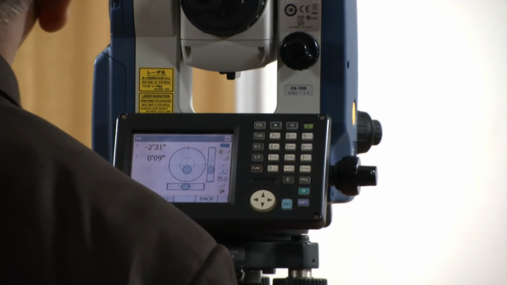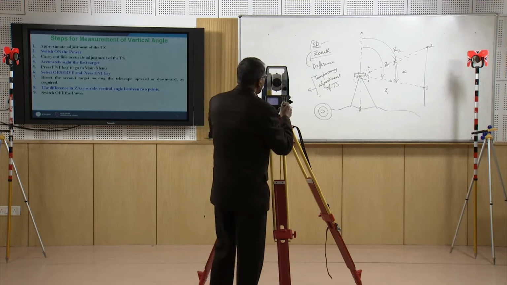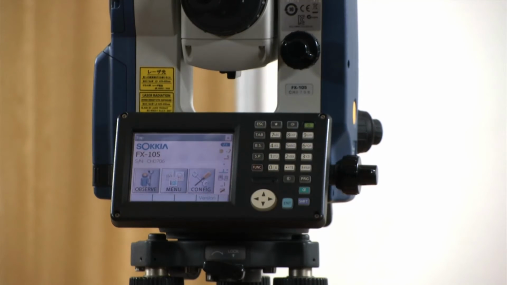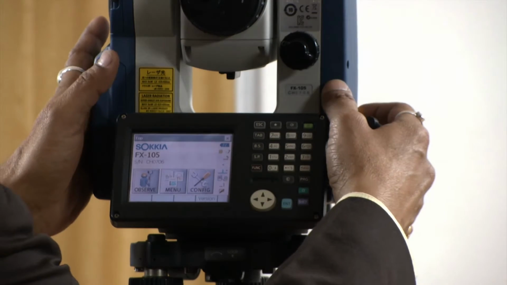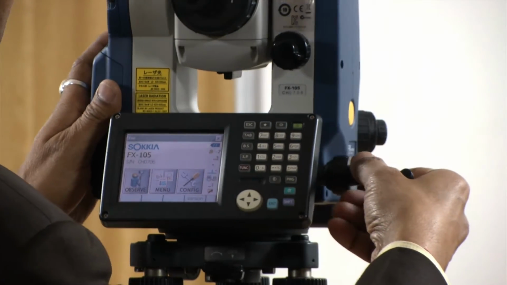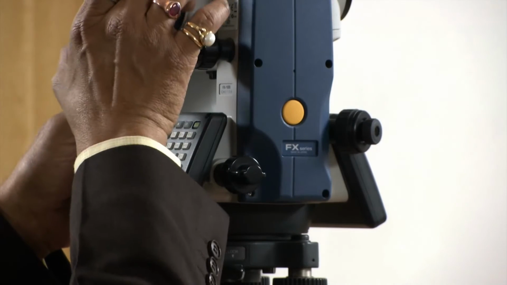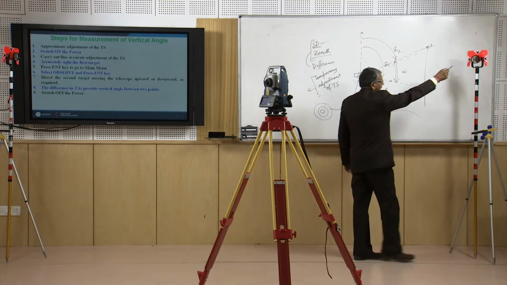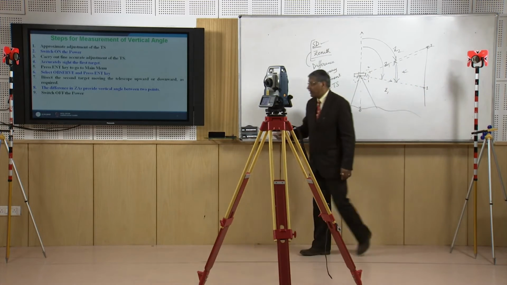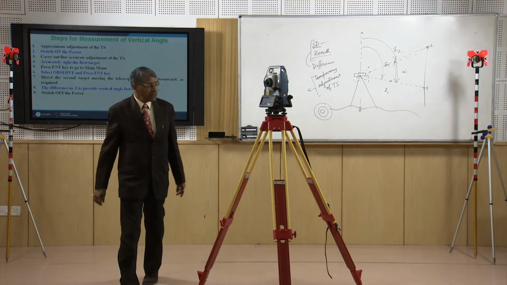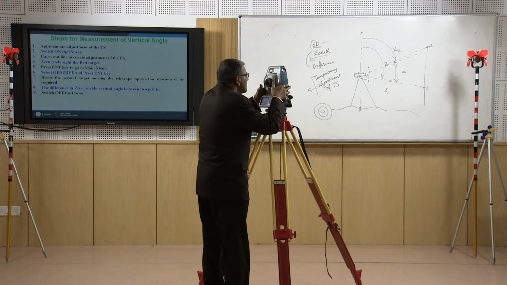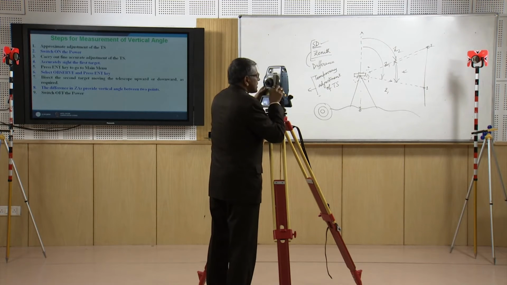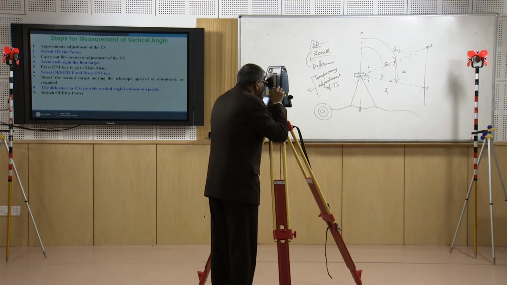Now after this I need to go to the main menu. So this is the main menu. Before going further, let me first orient the object, the angle. I would like to find out the vertical angle between the center of this point and the center of that point. So first I will bisect, I will orient my instrument towards this object using the upper plate and lower plate main screw.